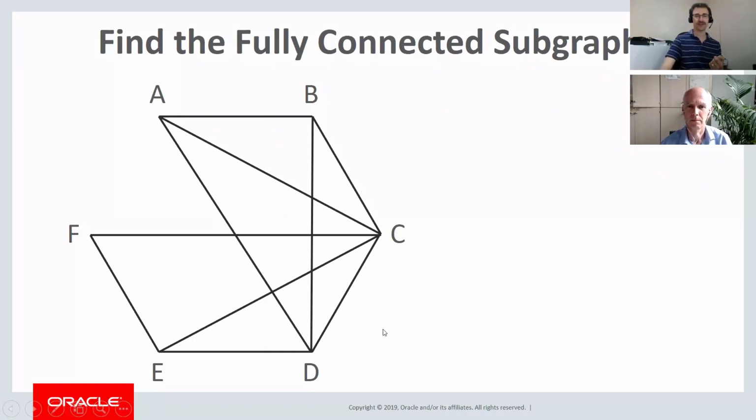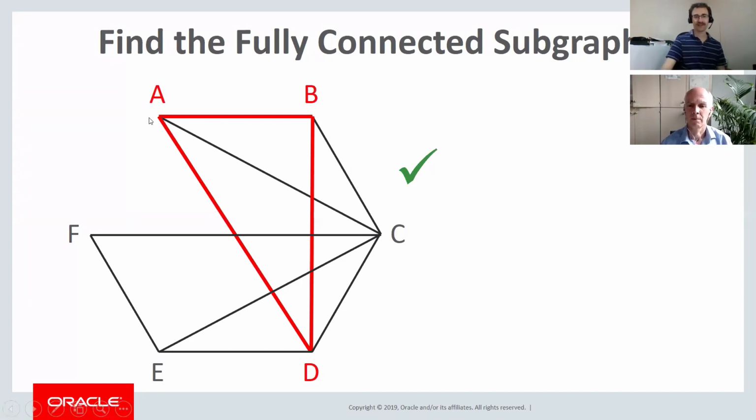So if we look at our graph here, we can see, if we look at, say, A, B, and D, we can say that is a fully connected subgraph, because A is connected to B, B is connected to D, and D is connected back to A. So each point is connected to every other single point.